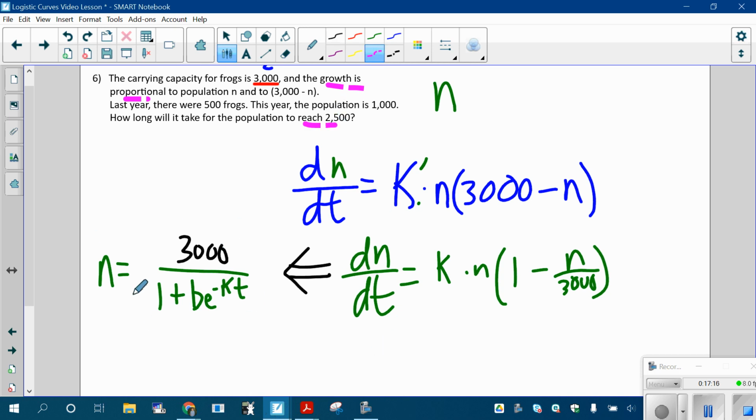Okay, I have the solution here. I just don't know what the b is, and I don't know what the k is. Luckily, again, they tell me some points that I can plug in, some algebra I can do. Last year, there were 500 frogs. Let's just start time last year. So let's say at t equals 0, there's 500 frogs. This year, that would be time equals 1, there's 1,000 frogs. We're going to plug these points in to solve for b and k.